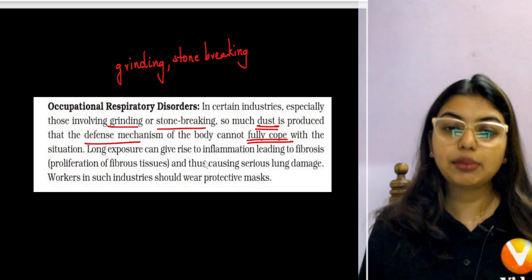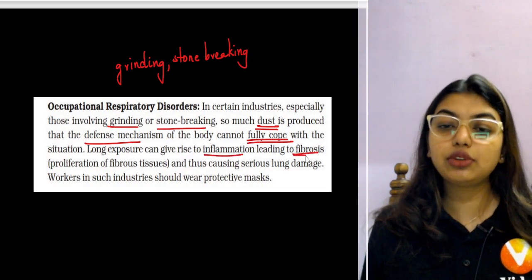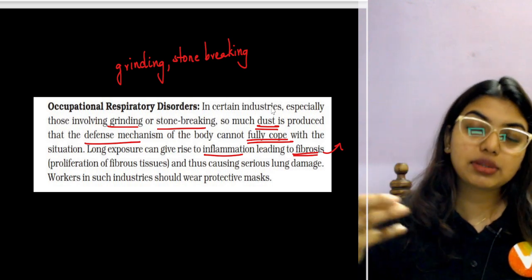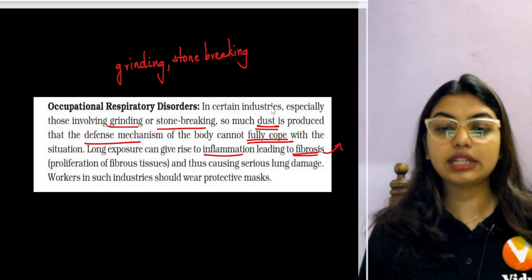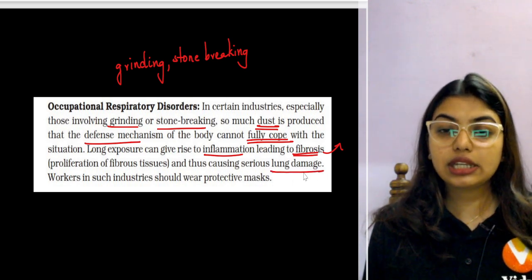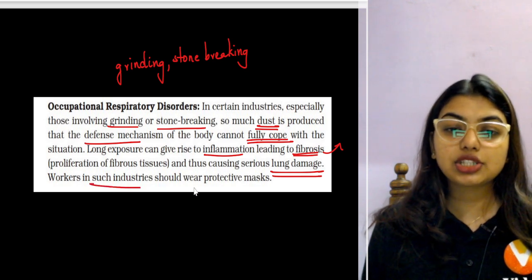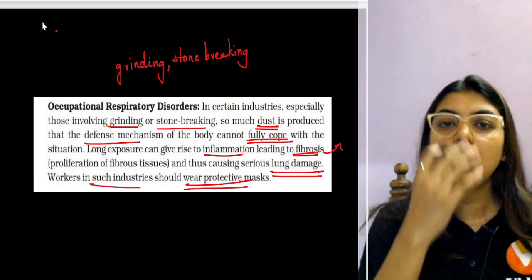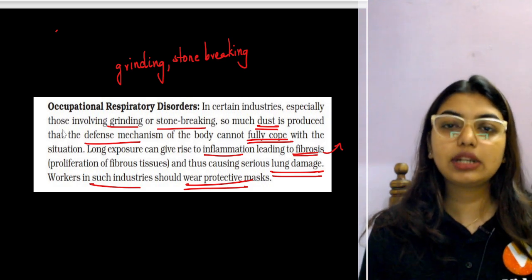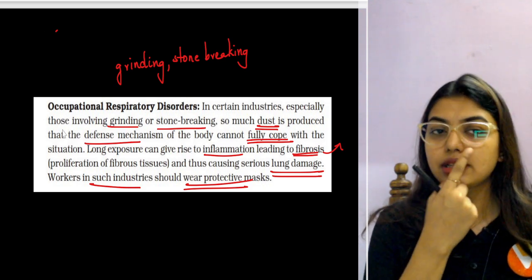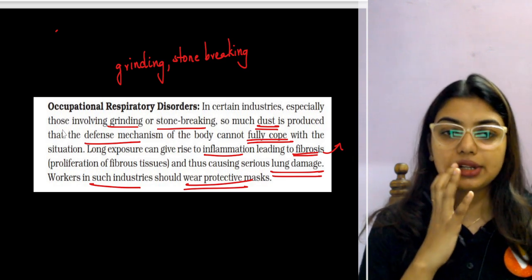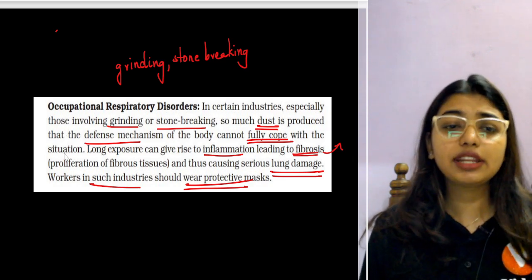They're going to have inflammations, they're going to have sneezing, which will lead to fibrosis, where the fibrous tissue will start proliferating in the entire lungs, causing lung damage. And workers in such industry should wear a protective mask, not the COVID mask that we wore, but a proper shield kind of mask, which will not let even any dust enter, and they'll have small holes near the nostrils, which will not allow any kind of air to enter. Understood? So this is very important.